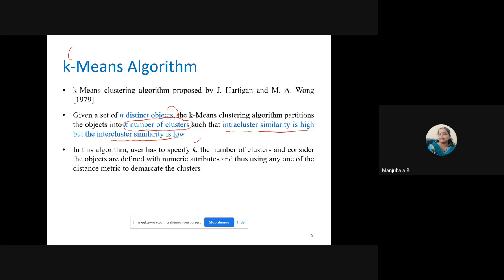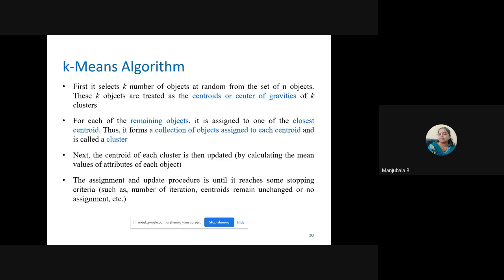The number of clusters. And consider the objects are defined with numeric attributes only. So whatever data sets we have, all the attributes should be numeric. Then only you can go for this K-means clustering algorithm. And you can use any distance metric as the similarity measure to demarcate the boundaries of the clusters. So the Euclidean distance we will use here for defining the clusters, that is, which data points come under which cluster. So how does this algorithm work? This is a very simple algorithm. First, it selects k number of objects randomly from the set of n objects.